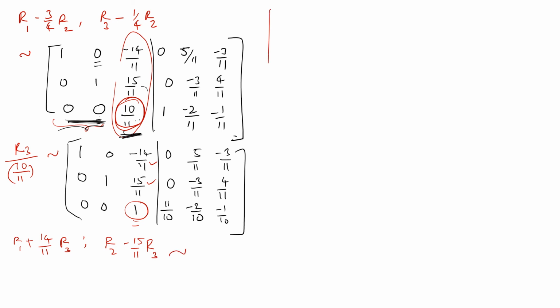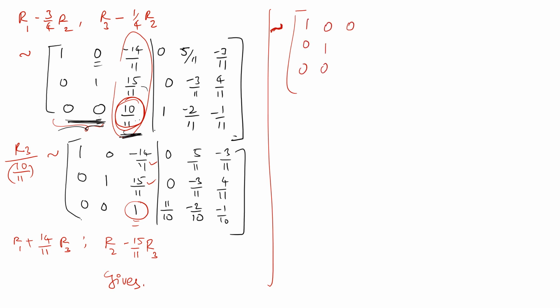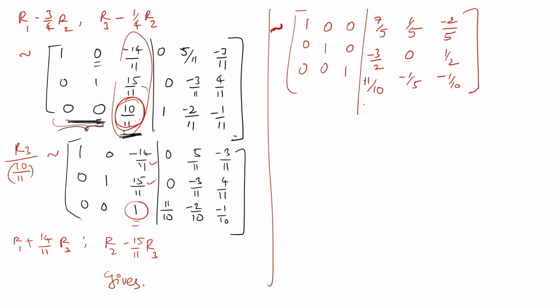What does this give? I'm writing here; this is the reduction symbol actually, okay? So this matrix reduces to this, obviously we are getting the identity matrix here, right? And what is the change here? Let us see. This is 7 by 5, 1 by 5, minus 2 by 5, minus 3 by 2, 0, 1 by 2, and the third row is 11 by 10, minus 1 by 5, minus 1 by 10, minus 1 by 10.